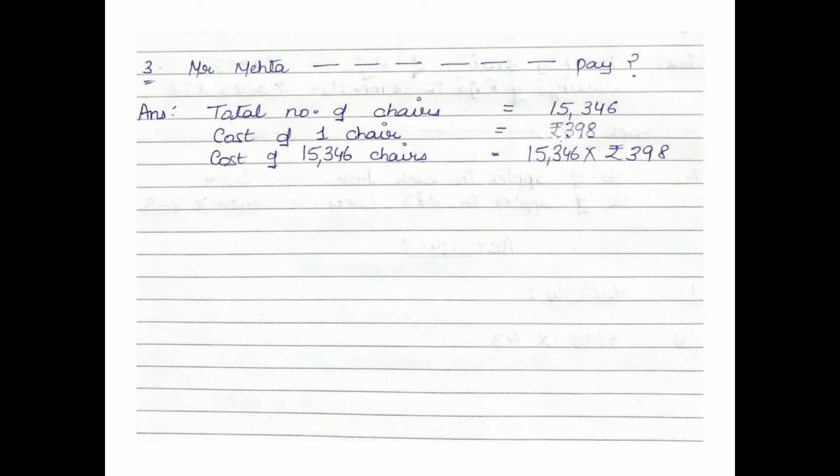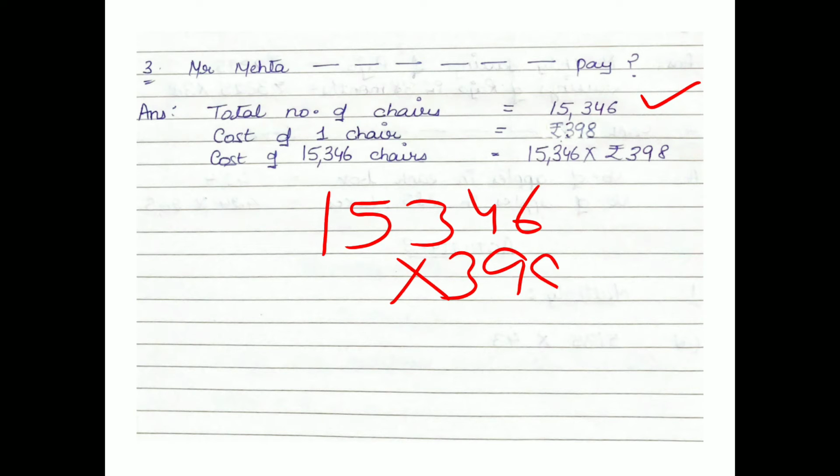You write the total number of chairs, that is 15,346. Cost of one chair is rupees 398. You have to tell the cost of 15,346 chairs. How will you find it? You have to multiply. Always keep the biggest number up, and down you have to write the smaller number. Okay, now you have to multiply.